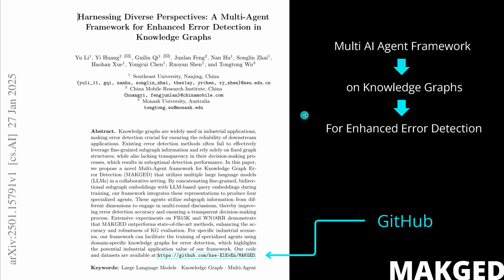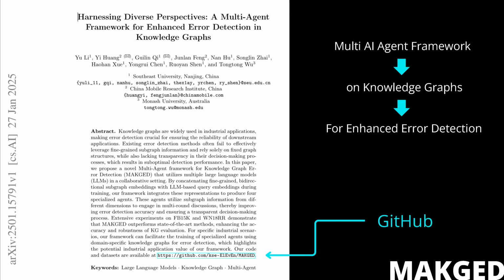there's now a beautiful third paper. And I thought I have to show you this because this is now a beautiful paper. This is from today, January 27, 2025, recording this video. You know what we do? We develop a multi-AI agent framework that will act on a knowledge graph, and the goal of this is to enhance the error detection in the knowledge graph.